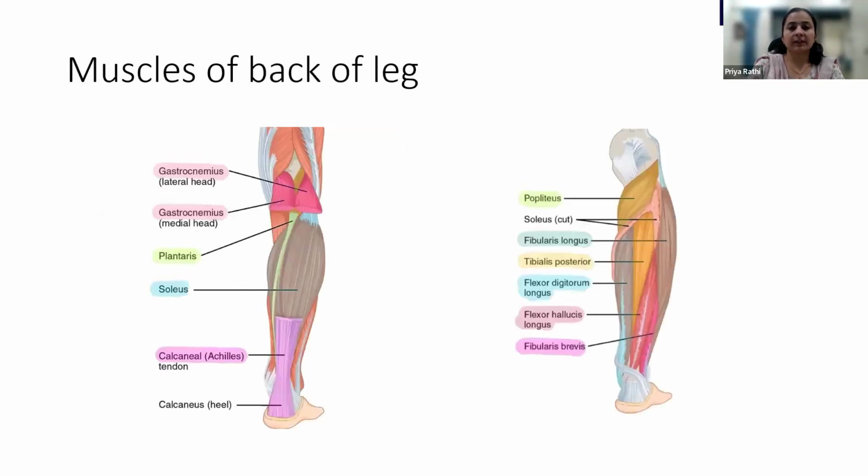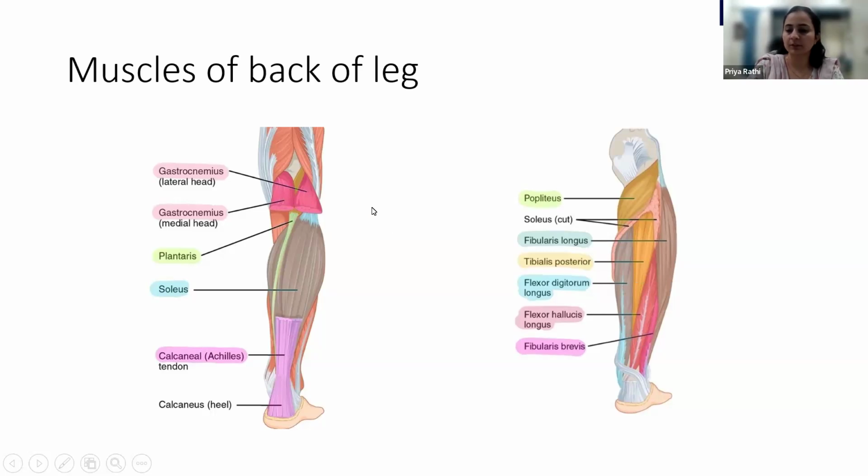Now, muscles at the back of leg which cross the knee joint are gastrocnemius, the medial head and lateral head. Deeper to that would be soleus. Here is the soleus. Deeper to that would be tibialis posterior. On medial aspect would be flexor hallucis, flexor digitorum longus and flexor hallucis longus. The only muscle in the posterior compartment which would be crossing knee is gastrocnemius.